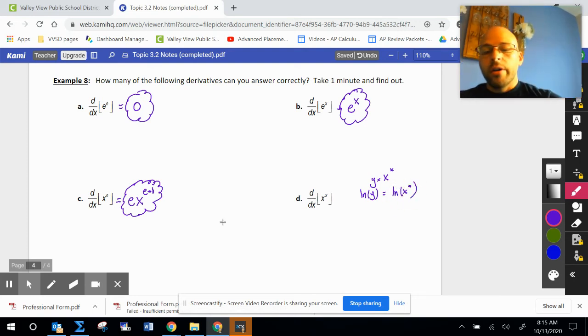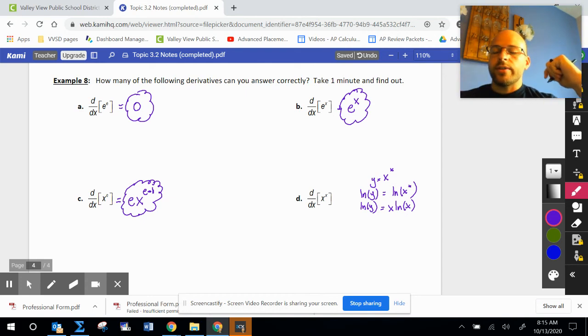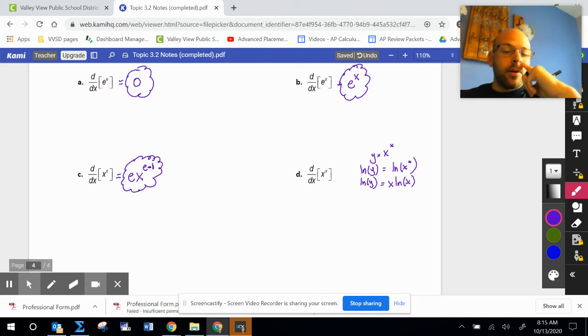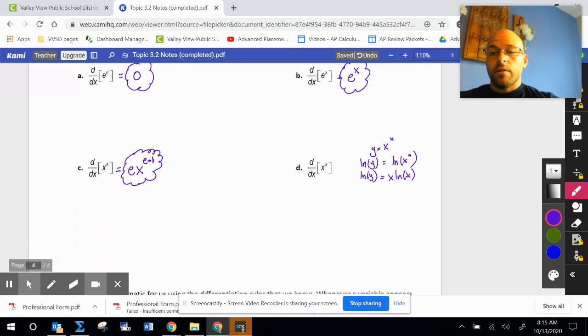Okay. Now, one of the properties of natural logs is I can drop that exponent down as a coefficient. Okay, so I have something like this. Now, what I'm going to do is take the derivative of both sides, all right? And then after I take the derivative of both sides, if I solve it for dy/dx, it gives me my answer.